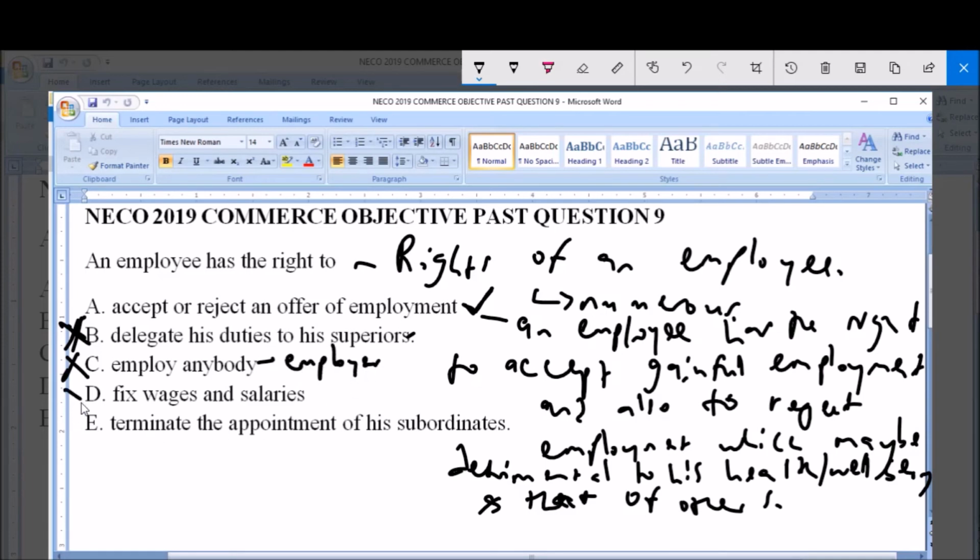Option D also, which is fix wages and salaries, is considered one of the rights of the employer. And lastly, terminate the appointment of his subordinates is largely not considered a right of an employee. So option A, which is accept or reject an offer of employment, is the correct answer to this question.